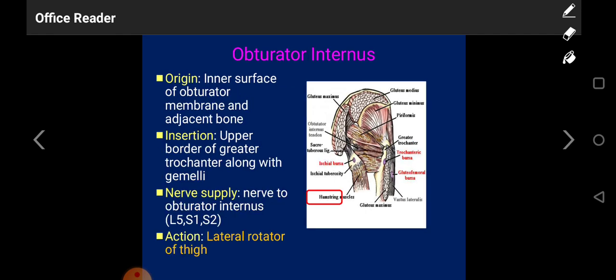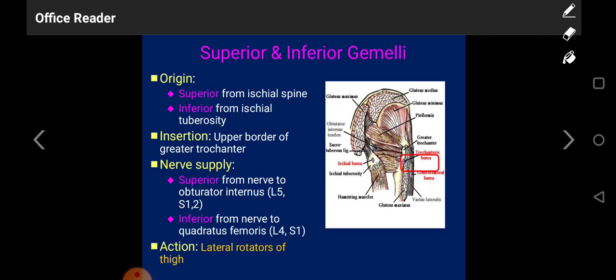Then obturator internus. It arises from the inner surface of the obturator membrane and the adjacent bone, and is inserted on the upper border of the greater trochanter along with the gemelli. Nerve supply is by the nerve to obturator internus. Action is the lateral rotation of the thigh.